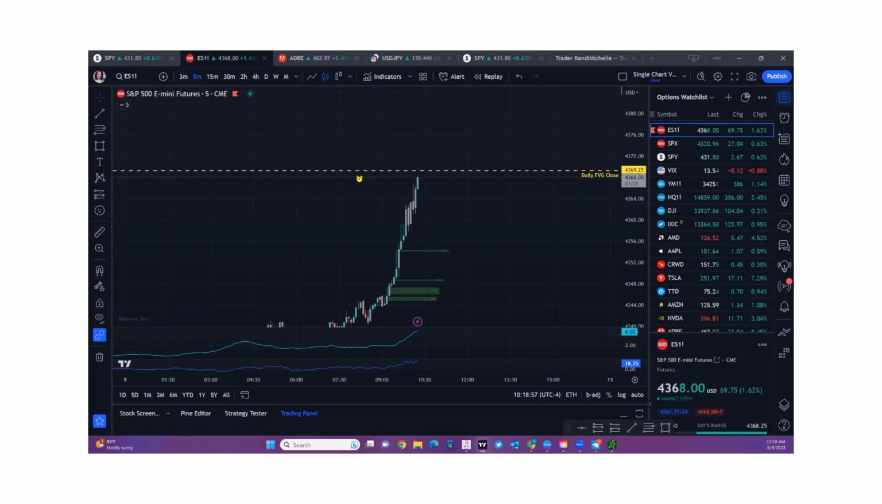Other than those two, I don't really have any other moves unless you have anything else you're looking at. I mean, Nvidia is flying up $11 or whatever.